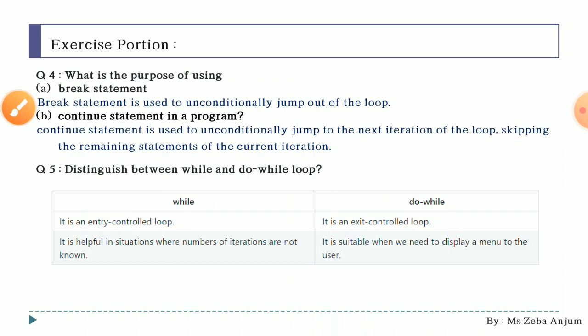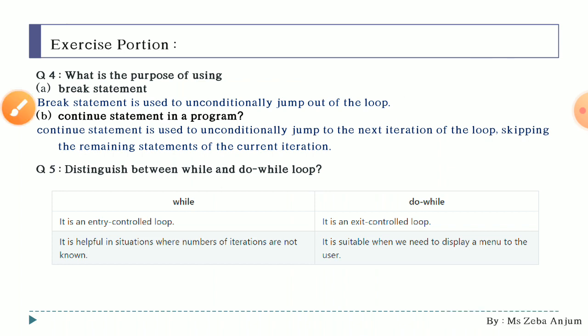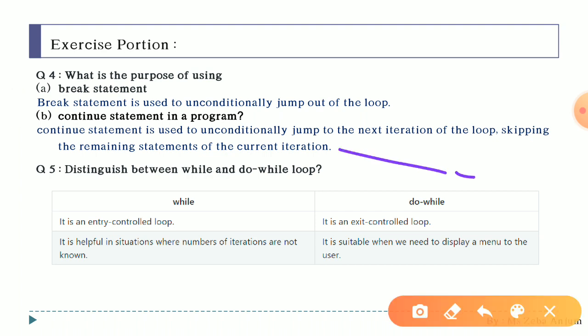Moving forward with question number 4, what is the purpose of using break statement? Break statement is used to unconditionally jump out of the loop. It would be better if you provide any one example, by your own. From the previous video also you can take any example over here. Now for the second one, continue statements in a program. Continue statement is used to unconditionally jump to the next iteration of the loop, skipping the remaining statements of the current iteration. It would also be better if you include one example from my previous video.